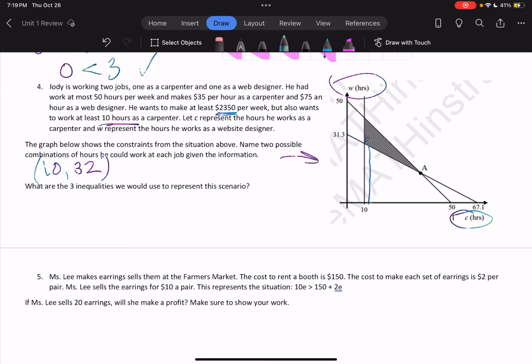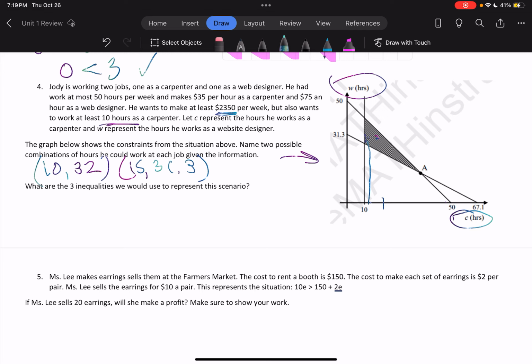Moving on a little bit further, right? Like 50 is all the way over here. So I could move to maybe 15. Okay, so looking at 15 comma 31 is here. 15 comma 31 point 3 is another one. 15 hours as a carpenter, 31.3 hours as a web designer.